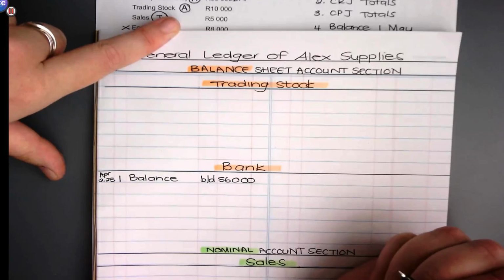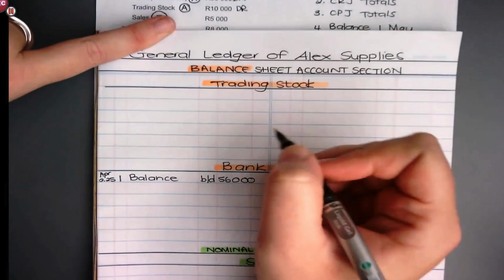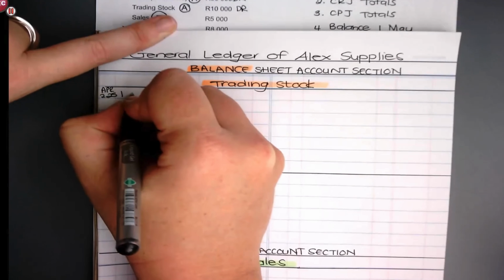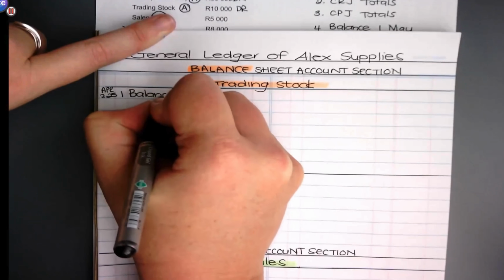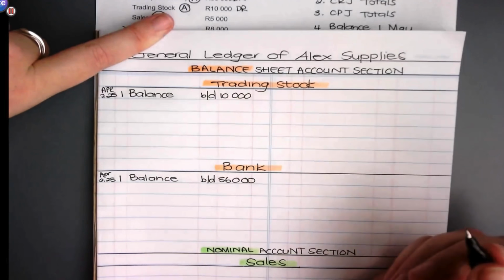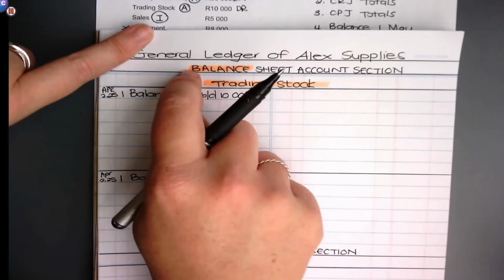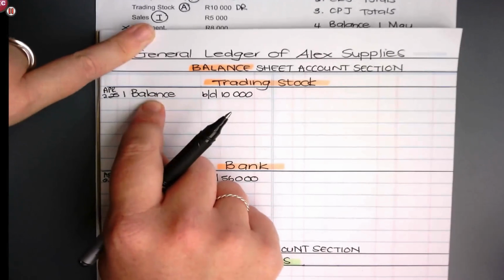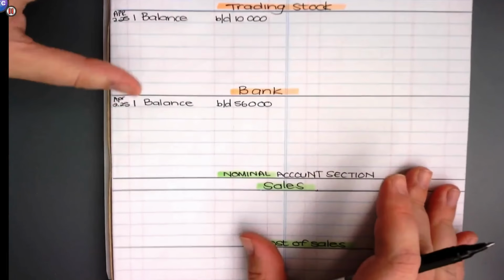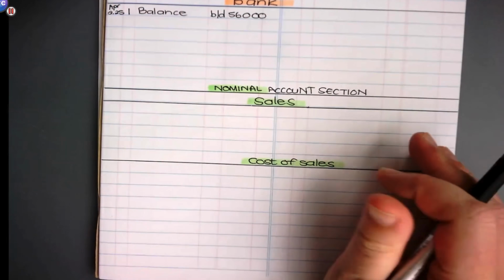Okay. Next step we're looking at is your trading stock, which is also an asset. So it's also going to go on the debit side. Also for the start of the month, 1st of April 2025, and we call it balance again because we're entering in our balance for the start of the month, brought down of 10,000. All right. So when entering in your balances in the balance sheet section, we call them balance. So that's pretty easy. In the balance sheet section, we call our balances balance. But in the nominal section, we don't call them that anymore. We call them totals.